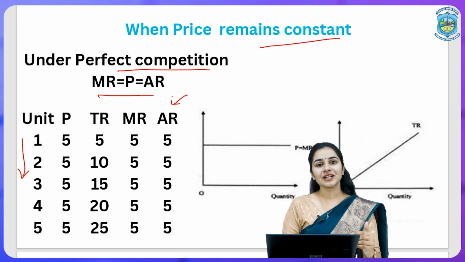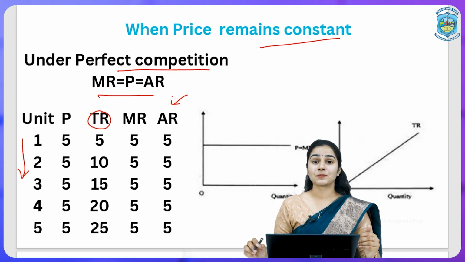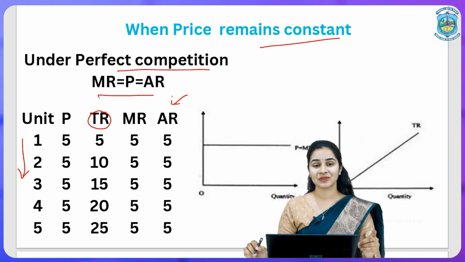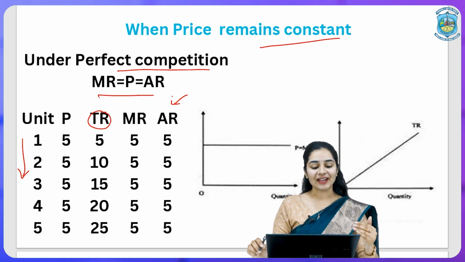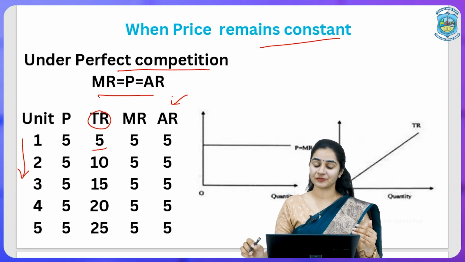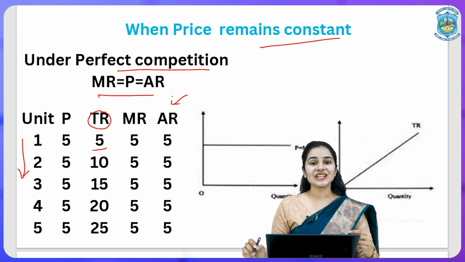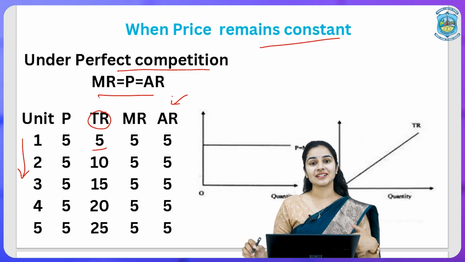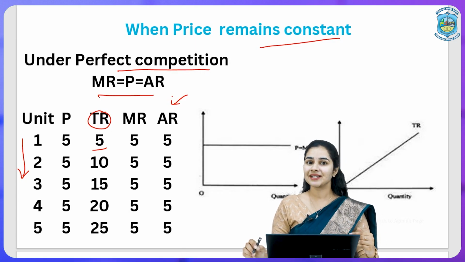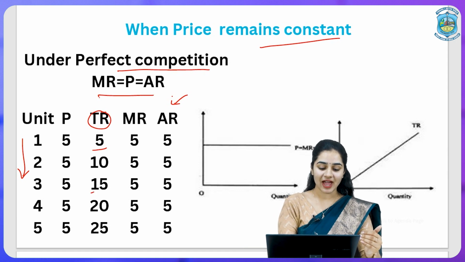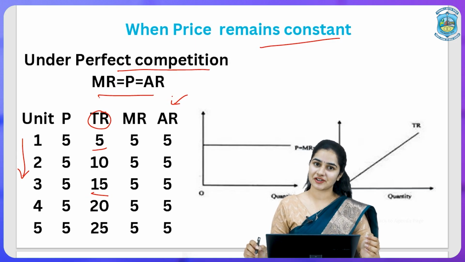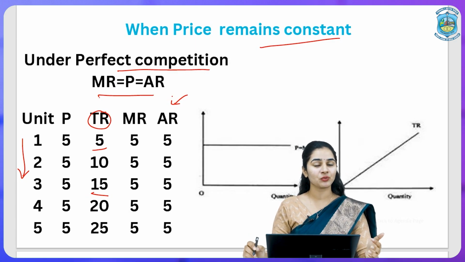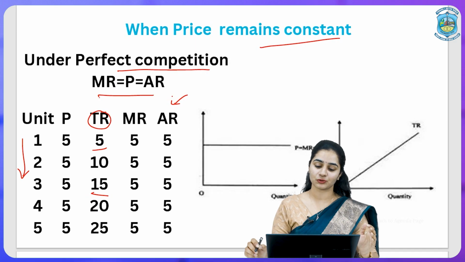Now here the total revenue can be calculated as the price multiplied by the quantity. The price prevailing is 5 and the first unit sold is 1. 5 multiplied by 1 will give me 5. When the second unit is multiplied by 5, the resultant is 10. For the third unit, it is 3 multiplied by 5 and the resultant is 15. And the same is for marginal and the average revenue. Since it is equal to the price, average and marginal revenue will be 5 and it will be constant throughout.